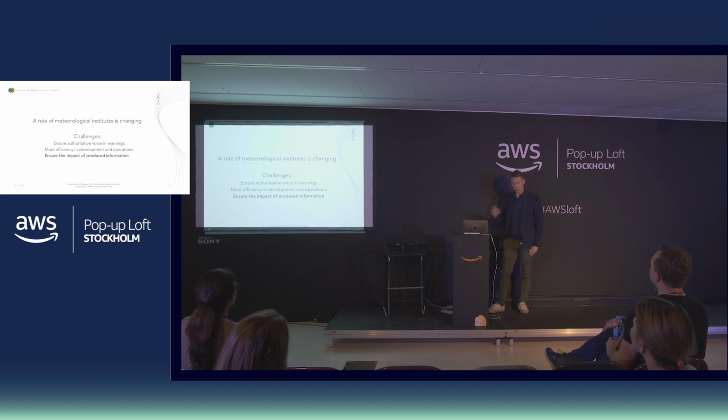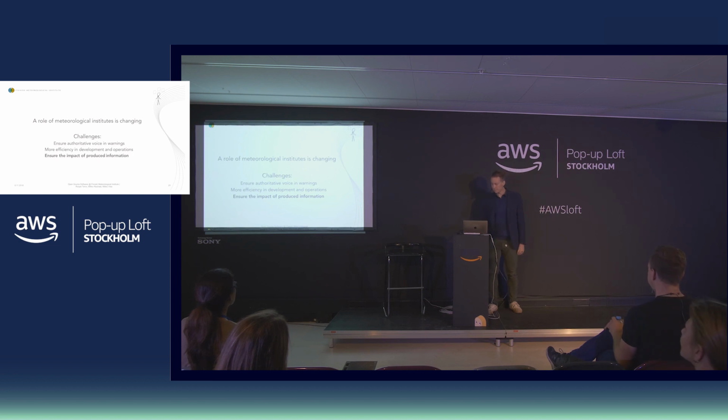Then we need more agility, more efficiency in development and operations. We need more speed for that. And most importantly, we need to ensure the impact of produced information, because it doesn't make sense to do all the analysis and produce all the data if it doesn't have an impact.